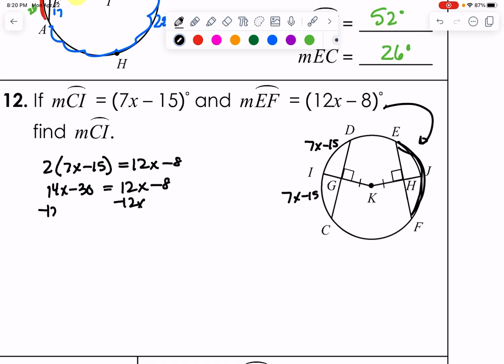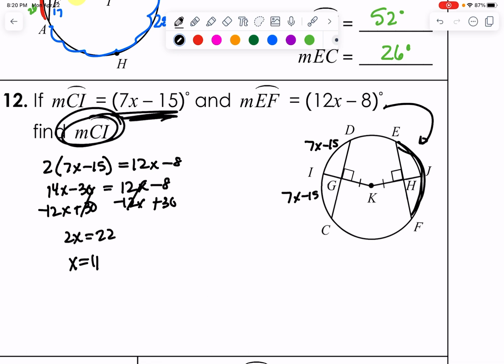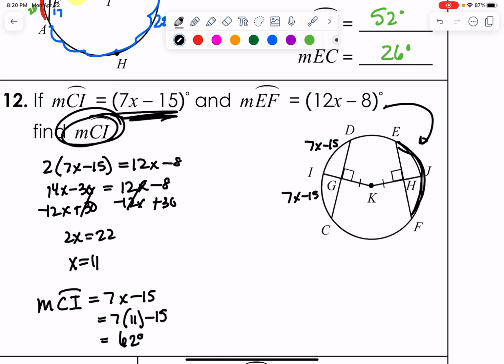Subtract 12x from both sides, add 30 to both sides. 2x equals 22, x is 11. Now this time we'll be careful. I'm looking for CI, so I'm just looking for that. So the measure of arc CI, which is 7x minus 15, 7 times 11 minus 15, that's 62 degrees.